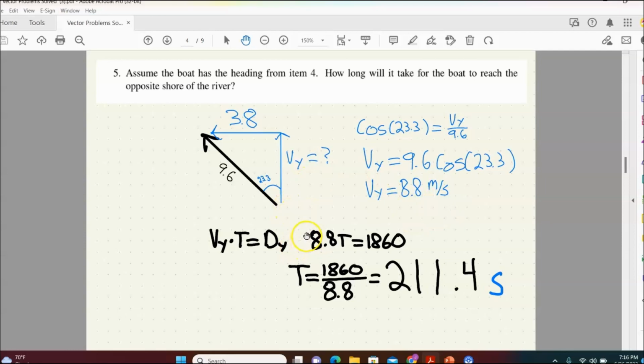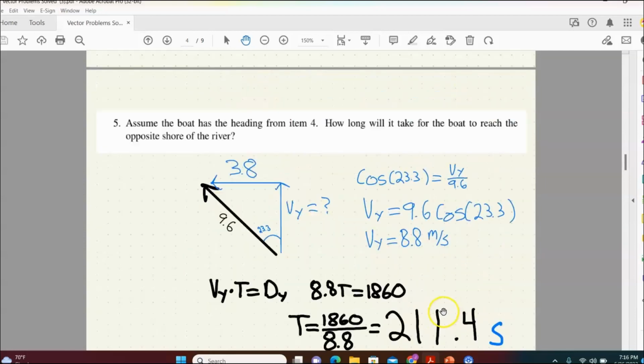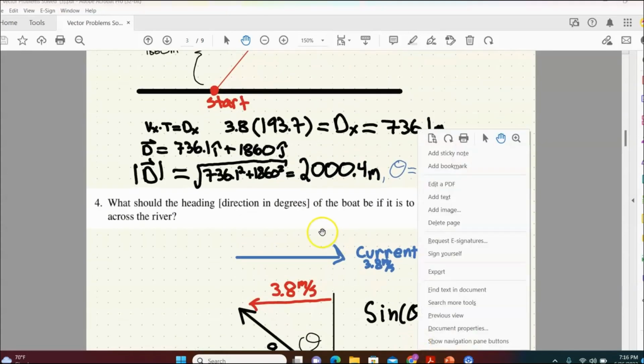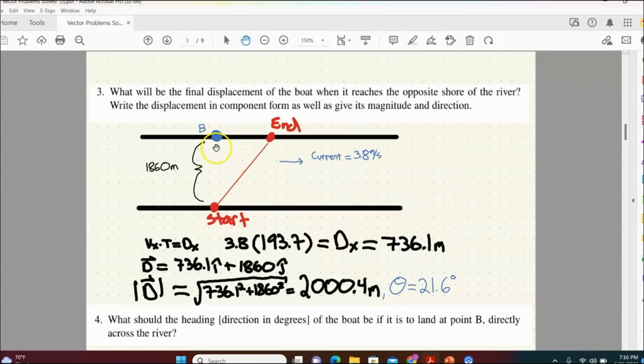And the question is, how long will it take for the boat to reach the opposite shore? We use velocity times time equals distance. In this case, the velocity in the y direction, 8.8, times time is equal to the width of the river, 1860, and it takes 211.4 seconds for the boat to get to point B if its heading is that way and if it wants to go directly across the river to point B. It actually takes longer to get directly to point B than it would to get to this location.